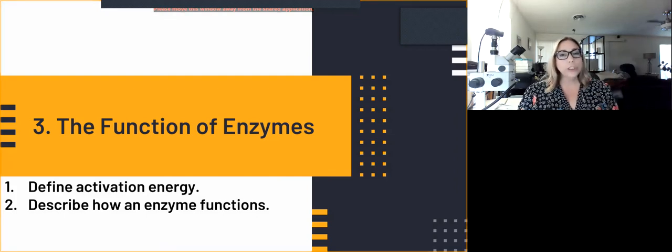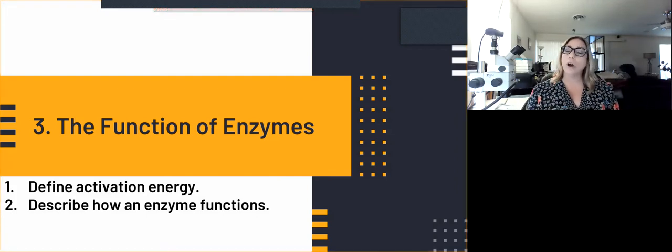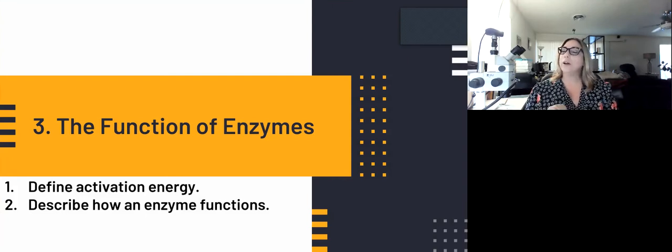Now, just to review what you learned in this lesson, you need to know the law of conservation of energy. Energy is not created or destroyed, it just changes forms. And when it does this, some of that energy is lost as heat. You learned about exergonic and endergonic chemical reactions. Endergonic, you are building bonds. Energy enters the system. You're going from small molecules to large. Exergonic, you are breaking bonds. Energy exits the system and you're going from large molecules to small.